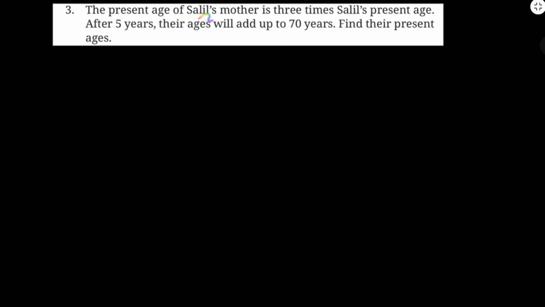The present age of Salil's mother is 3 times Salil's present age. After 5 years, their ages will add up to 70 years. Find their present ages. So here, let the present age of Salil be x years.